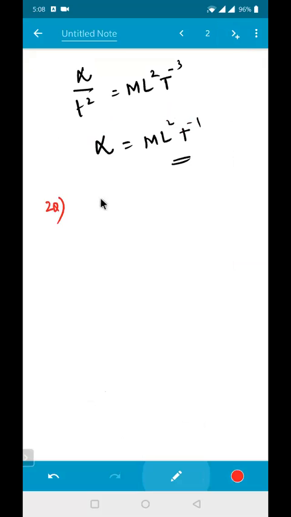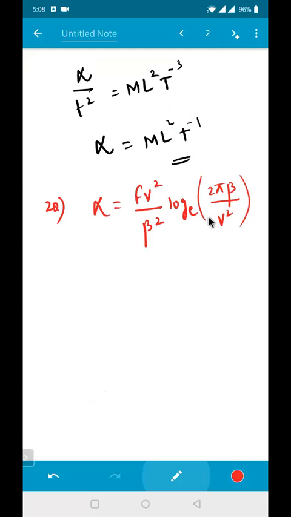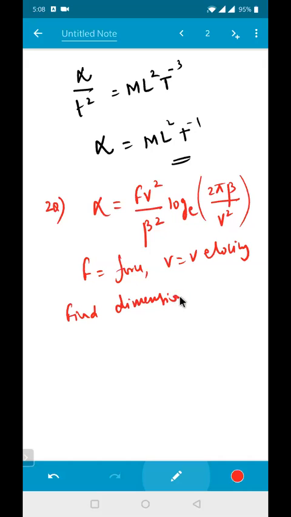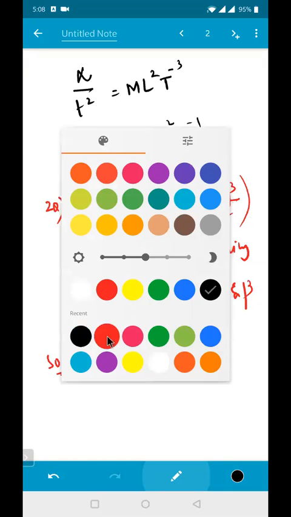Say, for example, if I give you alpha is equal to F into v square divided by beta square, this one is log e, this is 2 pi beta divided by v square, where F is force and v is velocity. Find the dimensions of alpha and beta. Sure, make it fast.